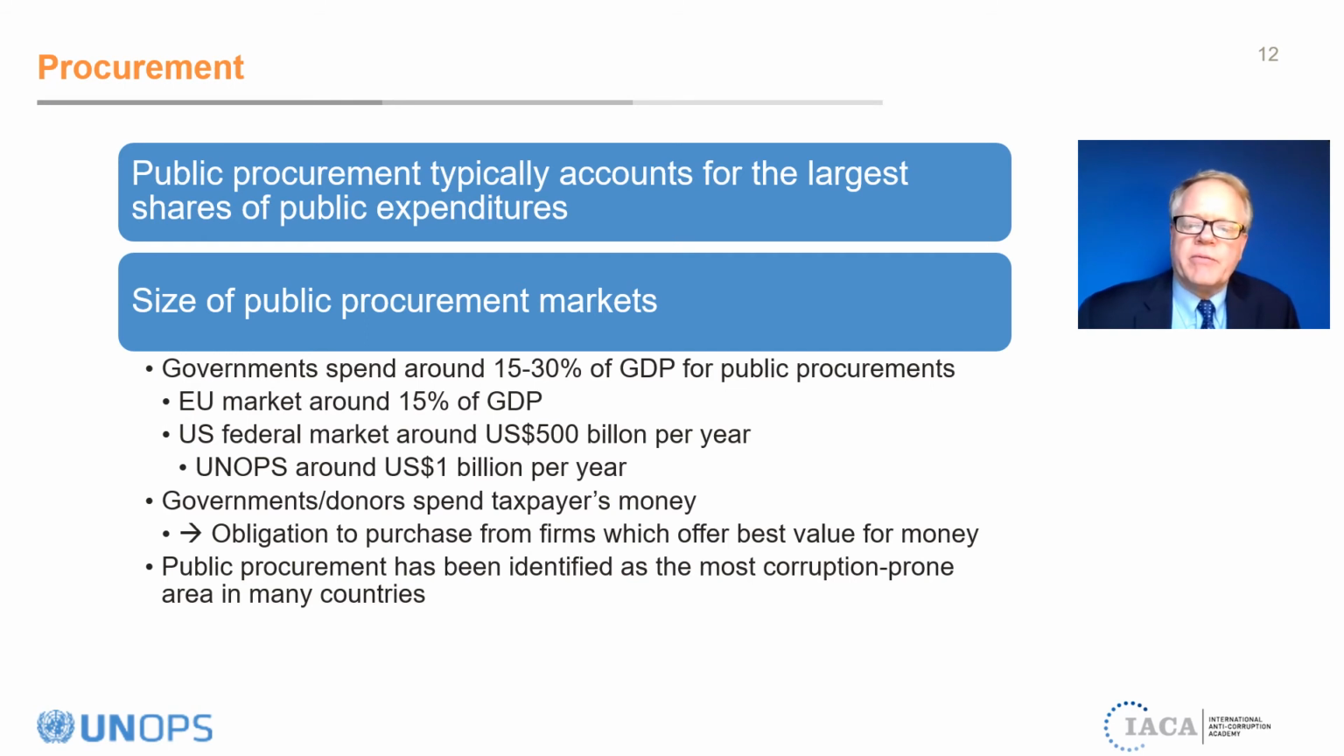Public procurement has often been identified as the most corruption-prone area for many countries. That's partly because, again, of the size of public procurement in many countries, and because of the opportunity it presents for corruption for officials who want to take some share of the country's wealth.